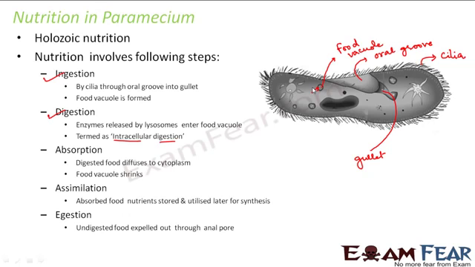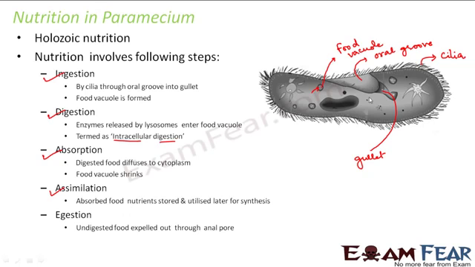For absorption, the digested food diffuses to the cytoplasm and the food vacuole shrinks. Inside the food vacuole was our food. Now due to the action of the enzymes inside the food vacuole, the food is digested. The digested food will come out of the food vacuole. Once the content of the food vacuole is emptied, the food vacuole will shrink. And now the digested food will remain in the cytoplasm. Assimilation: absorbed food nutrients are stored and utilized later for synthesis. The same thing here. Egestion: undigested food is expelled out through the anal pore.